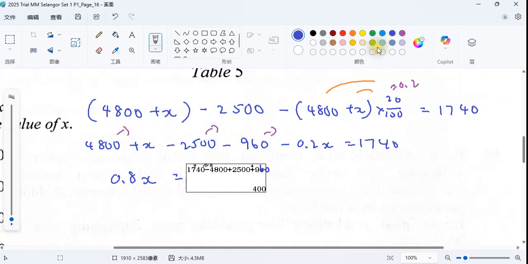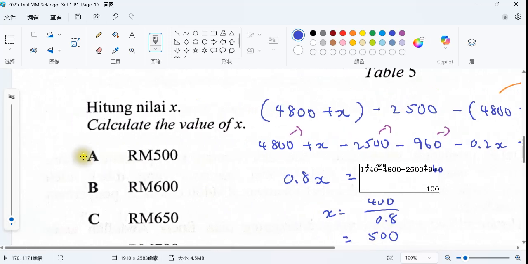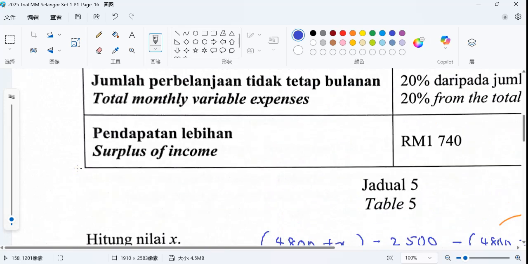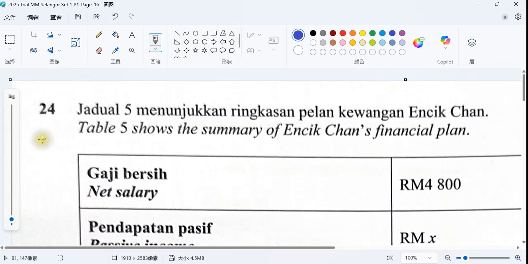Then the x will be 400 over 0.8. 4000 divided by 8 is 500. Okay, so the variable expenses is 500 ringgit only. So this is from chapter 10.